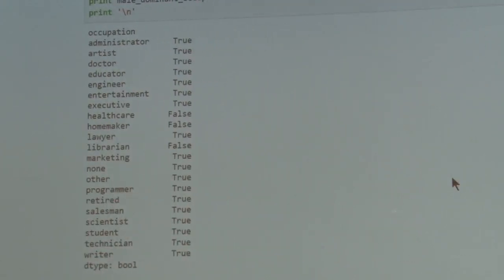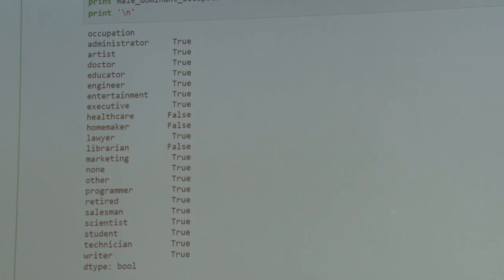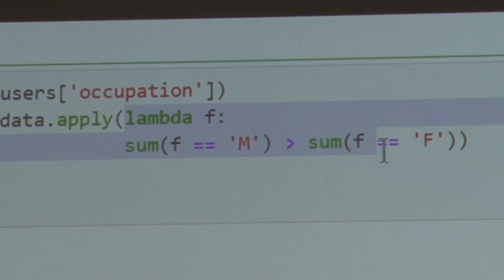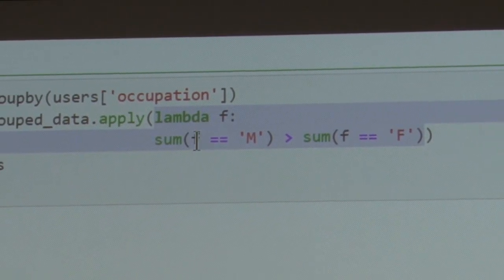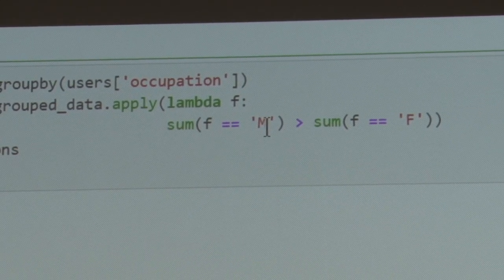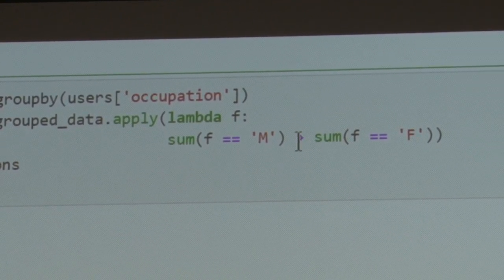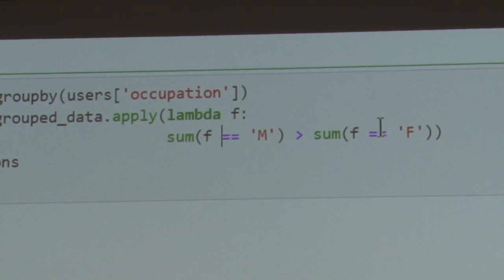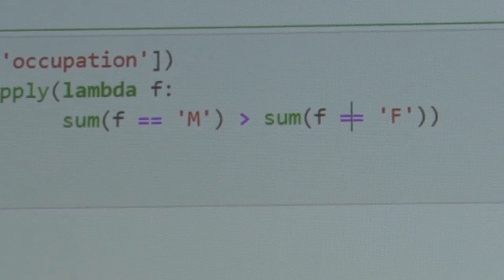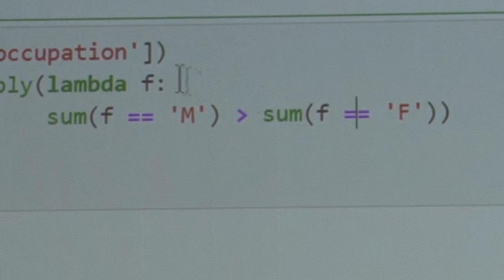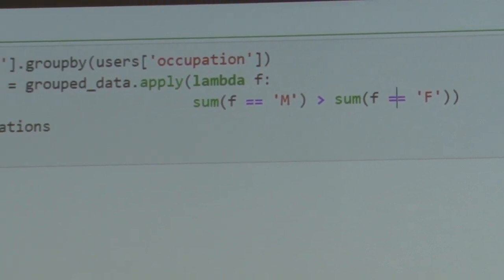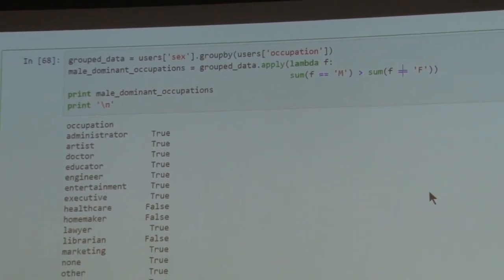The more important part here is that this is an example where I can use a lambda function. In apply, I give it a lambda function. I say sum up how many of them are male and how many are female, and tell me if the male sum is larger than the female sum. That is my lambda function, and you can just put that in and apply it, and it gives you true or false whether the occupation is male or female dominant.